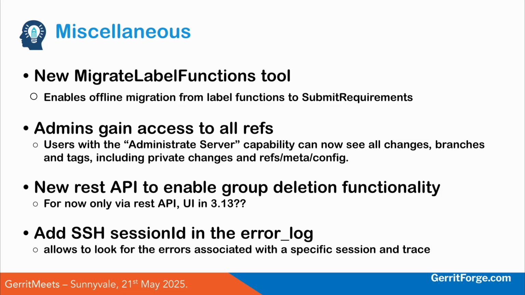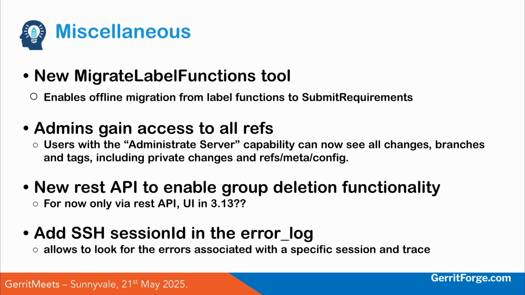Users with administrative service capability can now see all the changes, branches, and tags, including private changes and refs/meta/config. So we don't have to go to users and say, can I see this? Can I see that? Send me that. No, admins can now see all the refs. It breaks, so you do need to be careful about this because it means that all of your admins are going to have access to that information. So you need to review who has this capability provided. But it is extremely helpful to help speed up investigations.